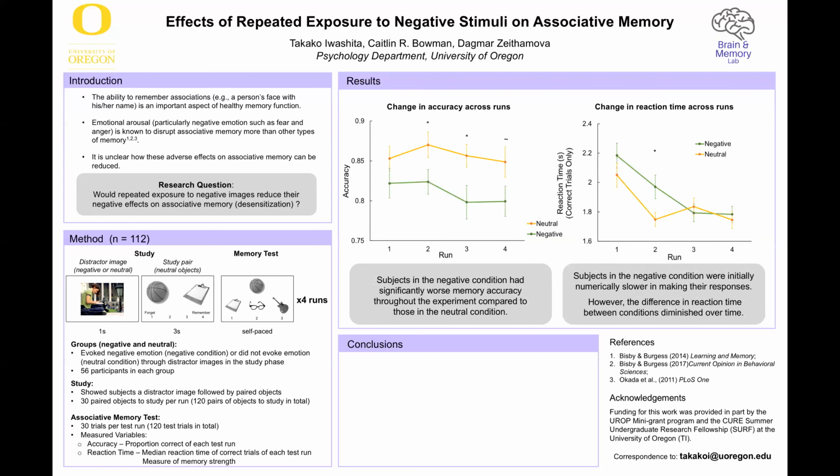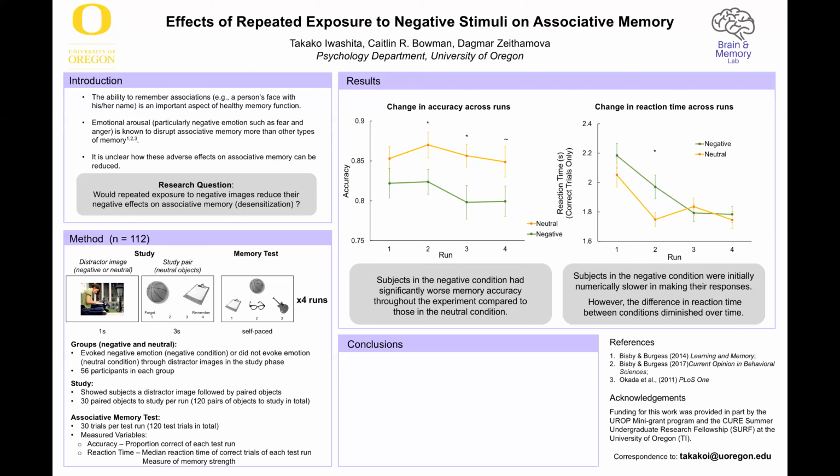And in terms of reaction time, we found that subjects in the negative condition were initially numerically slower in making their responses. So here, slower reaction time means that the memory of association was weaker, based on the idea that if memory for a given object or association is strong, it will take less time to process and retrieve it. So in this case, subjects in the negative condition initially had weaker memory for associations compared to those in the neutral condition. However, we also found that the difference in reaction time between conditions diminished over time.